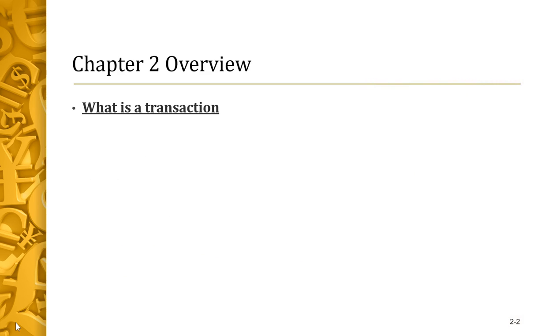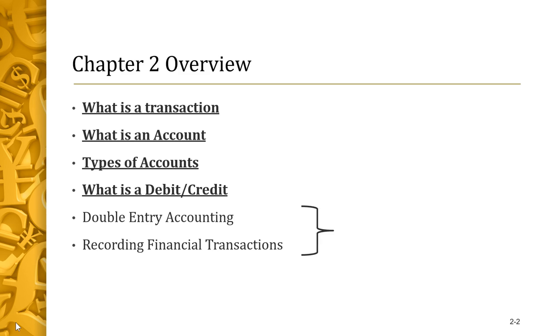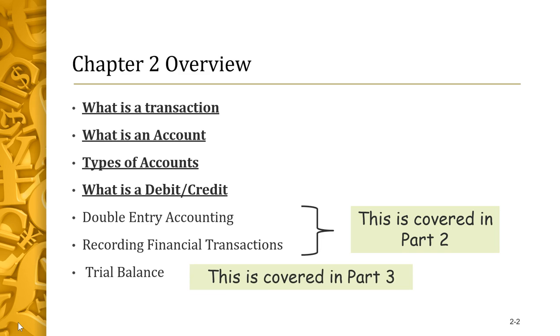Now, what we're going to do in this first part is explain what a transaction is, what an account is, types of accounts, and the debit-credit process. Then, in Part 2, we're going to cover double entry accounting and recording financial transactions. And then in Part 3, we're going to cover the trial balance and a few examples similar to your homework.